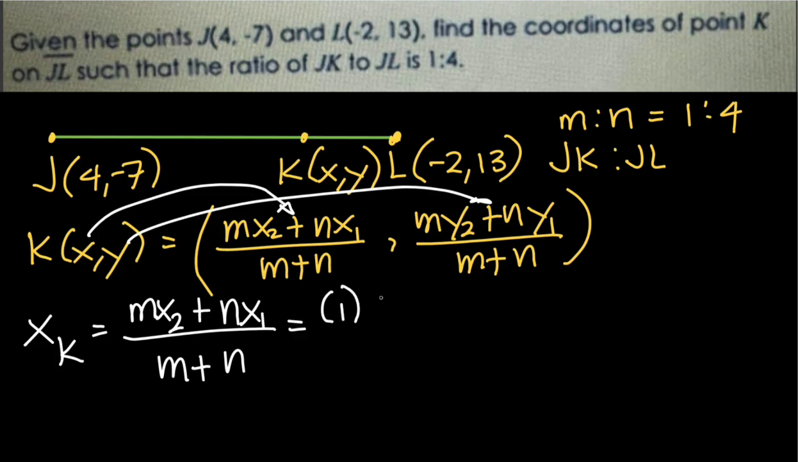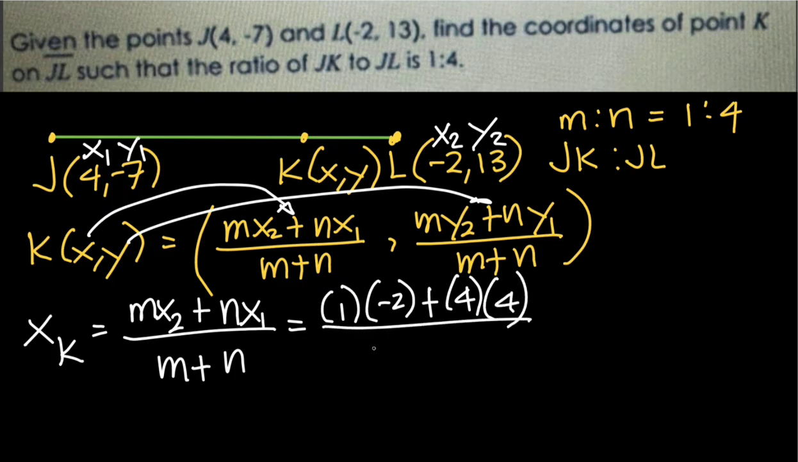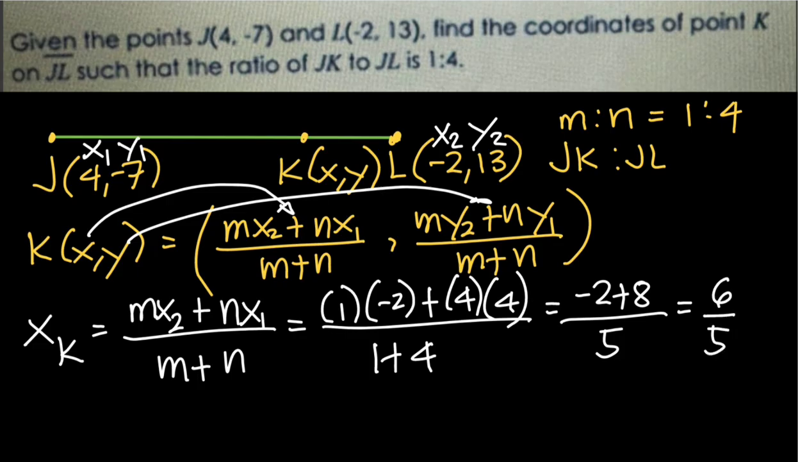So let's assign this: x sub 1, y sub 1, x sub 2, y sub 2. So m is 1 times x sub 2, which is -2, plus n, which is 4, times x sub 1, which is 4, over 1 plus 4. So this is -2 plus 8 over 5, so this is 6 over 5.